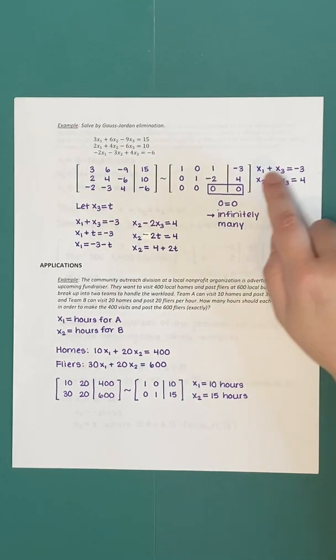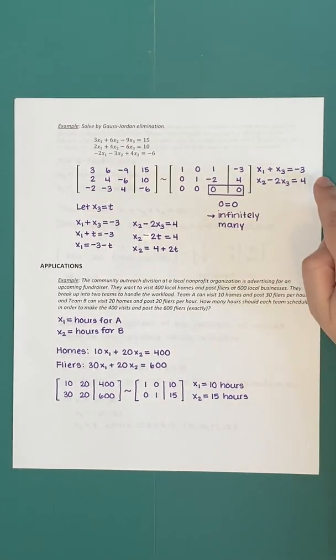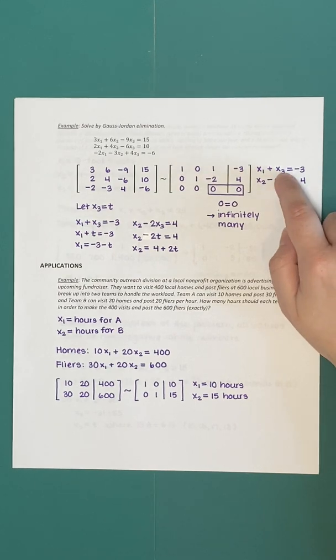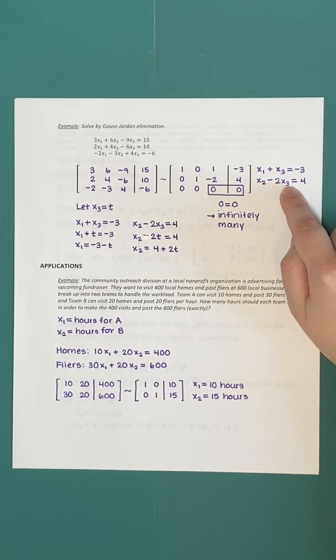So I want you to think about what these two equations have in common. In other words, if we were to replace this one particular variable, then we could solve for the other two variables in terms of it. Well, the one variable that these two equations have in common is the variable x3.